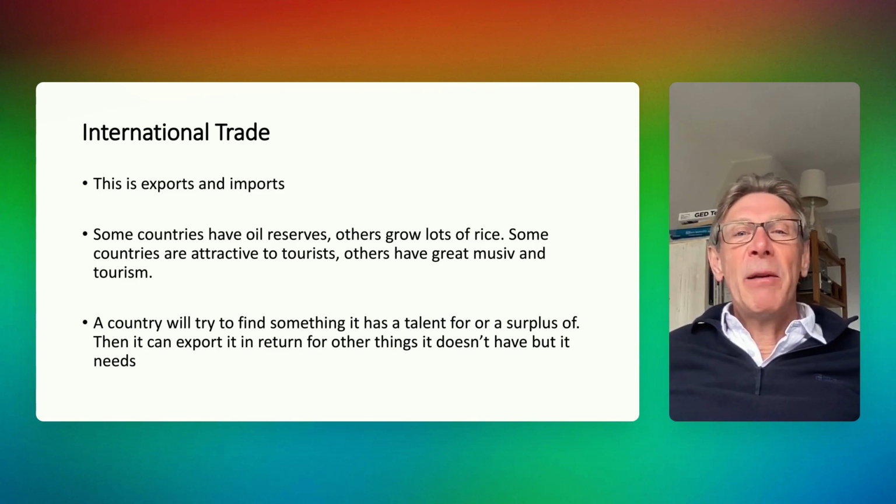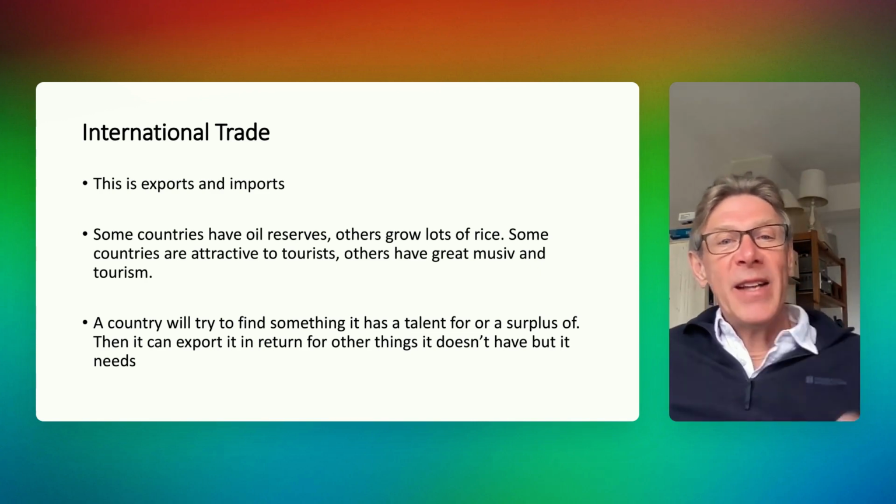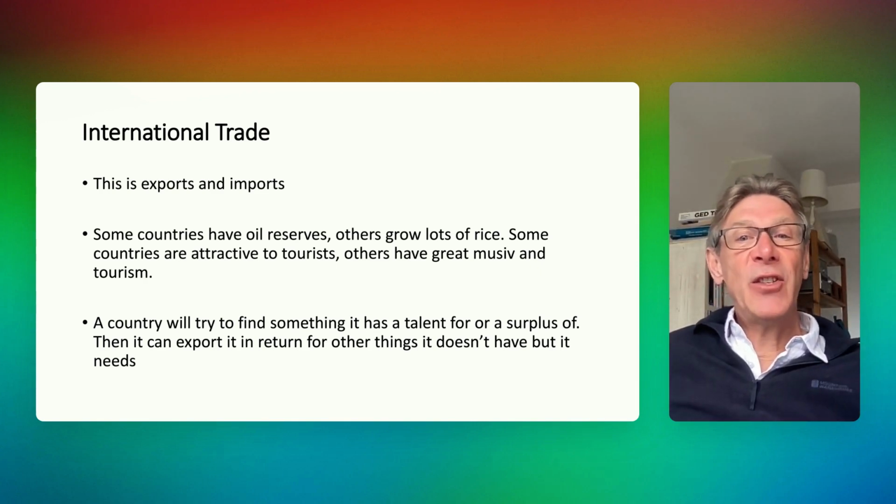Other countries, like Myanmar once upon a time, was very good at growing rice, the biggest rice producer in Asia. Great opportunity to export. Some countries are attractive to tourists. The UK. Others have great music and sport. Again, the UK. A country will try to find something that it's good at, or it has a surplus of. Then they can export that in return for other things that they don't have but they need.